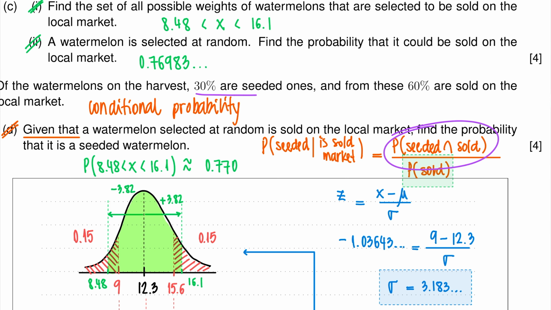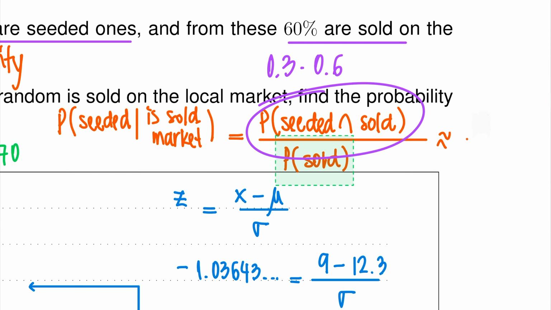And what is the probability that it's seeded and sold? Well, 30% of them are seeded, and from these, 60% are sold. Therefore, the numerator is 0.3 times 0.6. When you divide 0.3 times 0.6 by 0.769... you get, rounded to 3SF, 0.234. And that's it for this question.